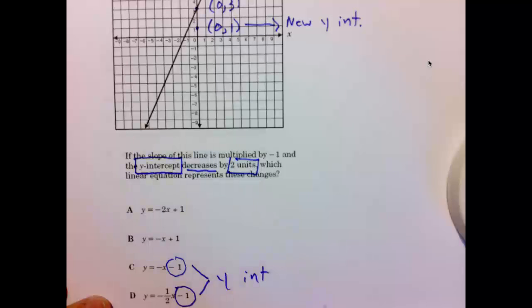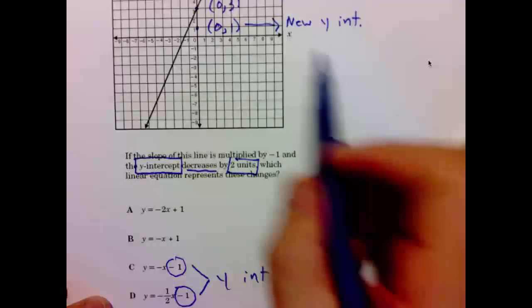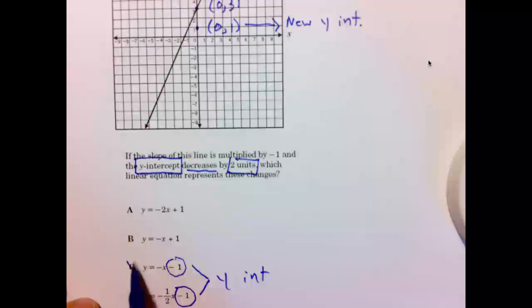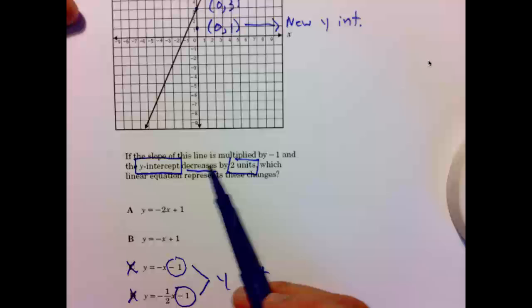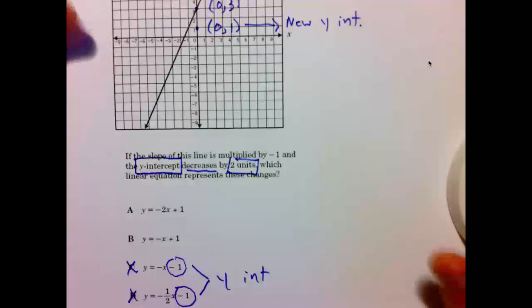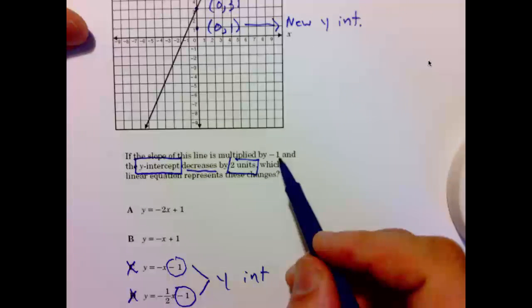Y-intercept. We are looking for a y-intercept of +1. So C and D are eliminated. Okay. Now let's consider the slope. It says the slope of the line is multiplied by -1. Well, when we multiply by -1, the sign will change.